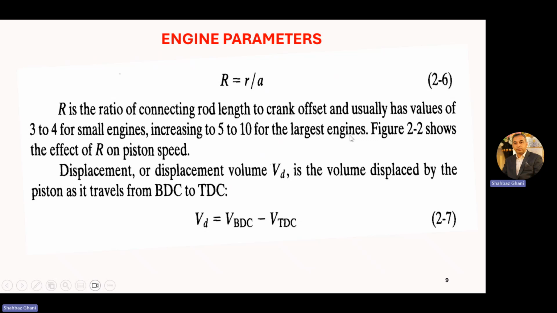Okay, the displacement volume Vd is the volume displaced by the piston as it travels from BDC to TDC or from TDC to BDC. So the displacement volume is equal to the volume at BDC minus the volume at TDC.